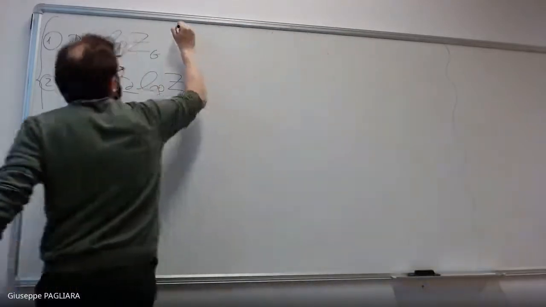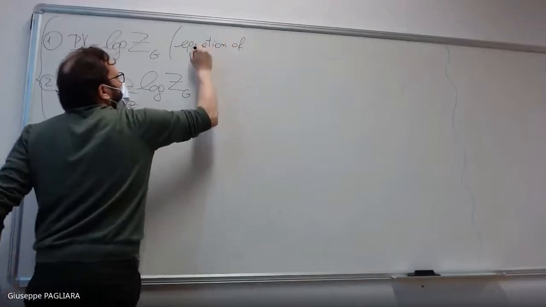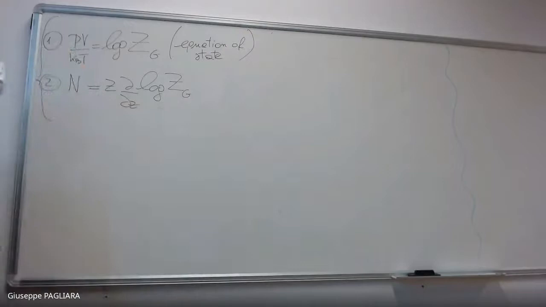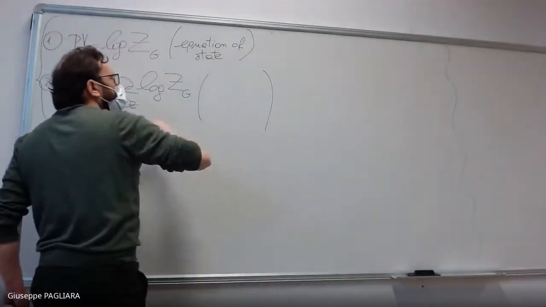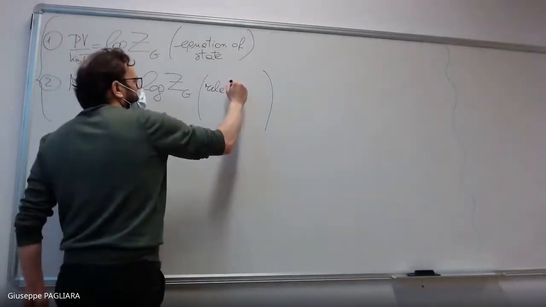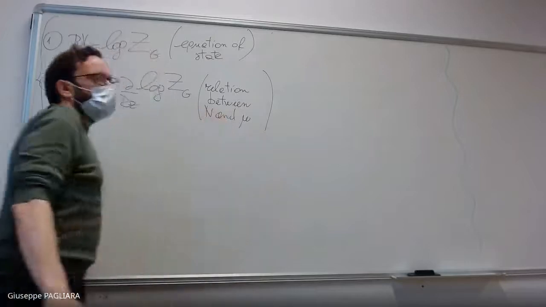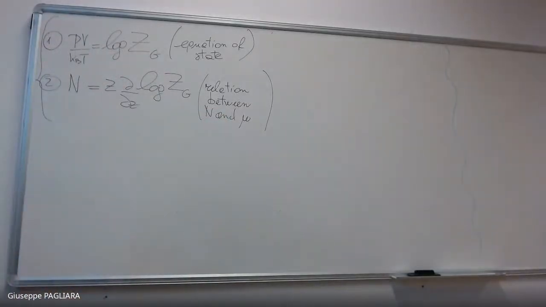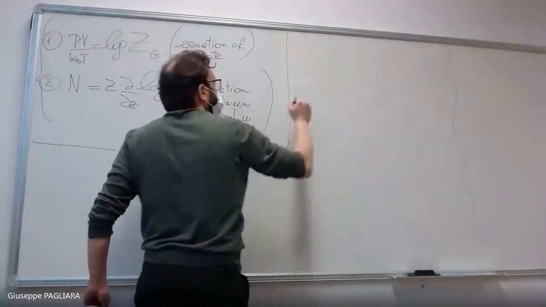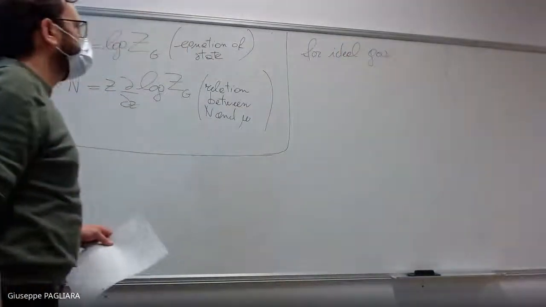Indeed, this is basically the relation that provides the equation of state. Whereas this equation here is the link between N and, hidden here, the chemical potential. So this is the relation between N and mu, which is the chemical potential. Good. So now let me see what happens in the case of the ideal gas.